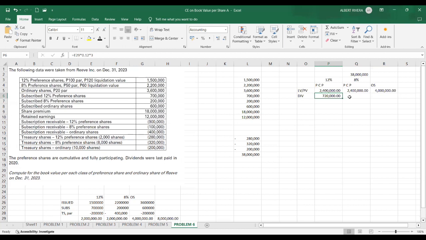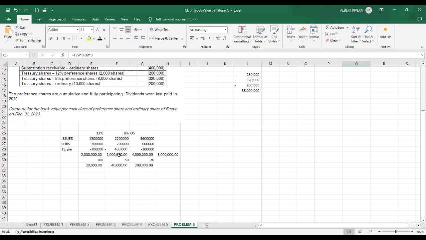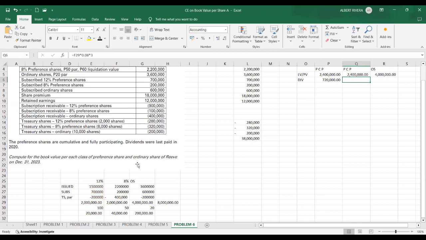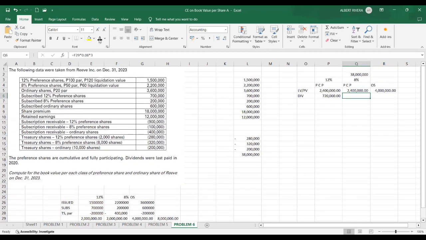Then we have here cumulative then. So the par value here is 2 million times 8% times 3 years. Okay, so this is for 80,000. Then provide a dividend here equal to 1 year using the dividend rate. The lower is 8%. So that is 4 million times 8%. That is 320,000. And these are the totals.